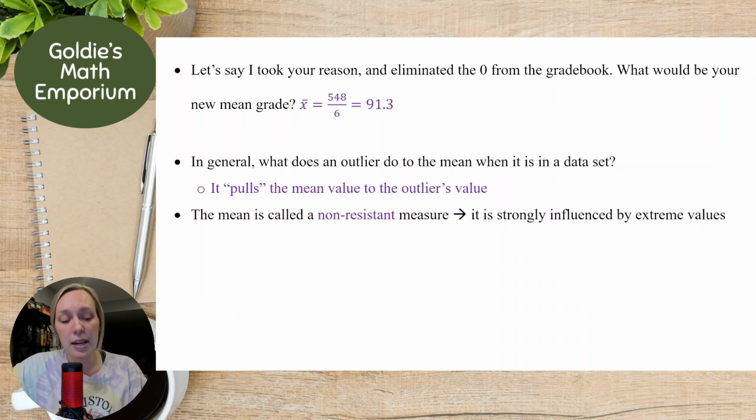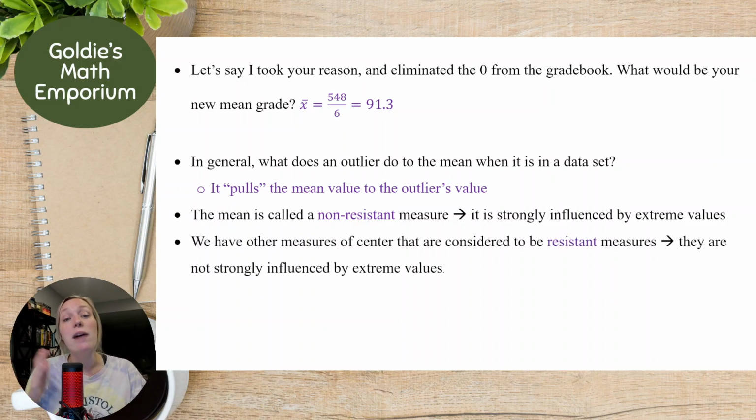Now, in statistics this is what we call a non-resistant measure. The mean is a non-resistant measure, meaning it's strongly influenced by extreme values. And I say extreme values here because non-resistant measures are affected by outliers, but they also might be affected by extreme values that aren't mathematically considered an outlier, but are still extreme in nature. They're at the min or max kind of boundary. A mean is greatly influenced by it.